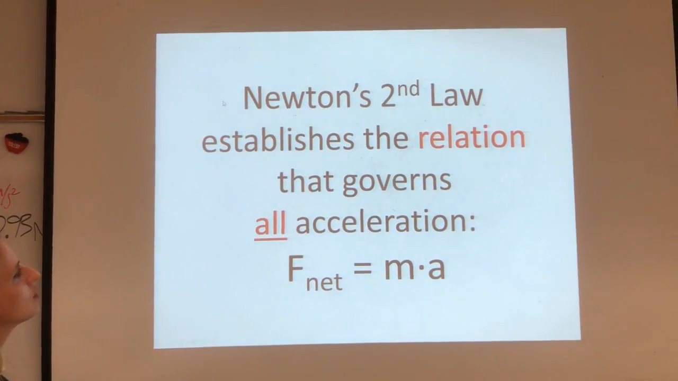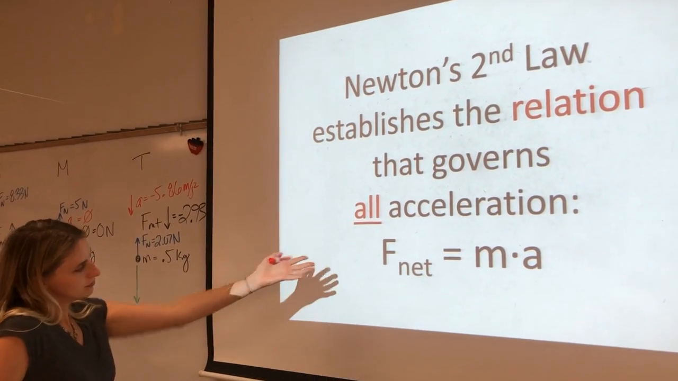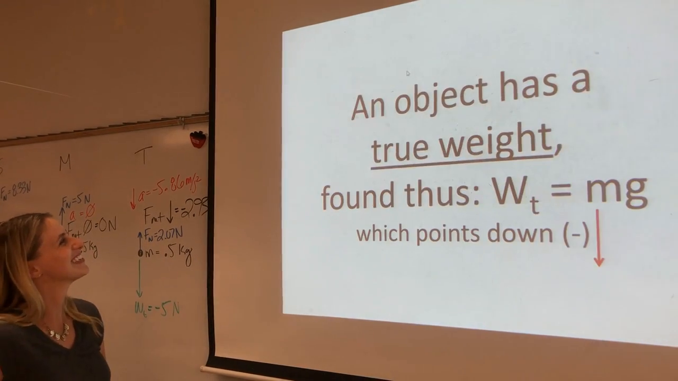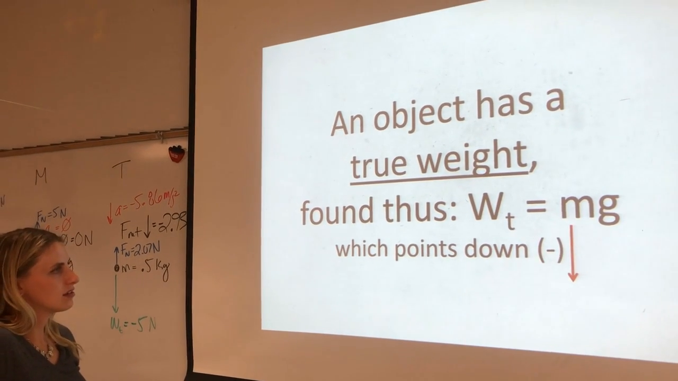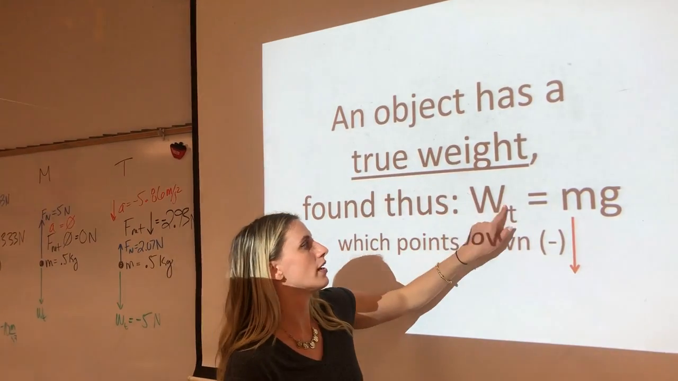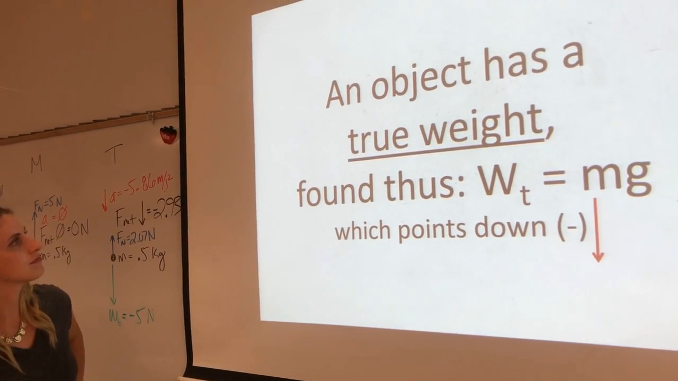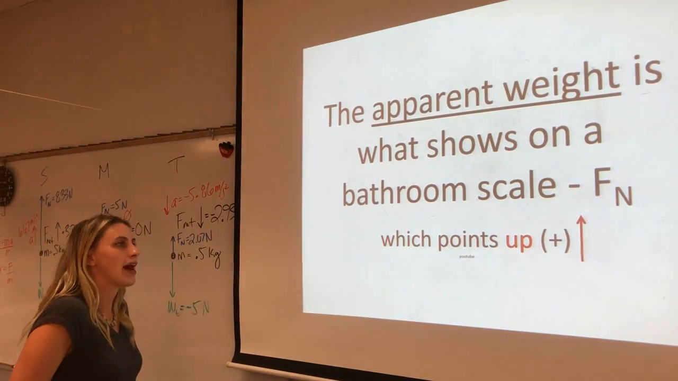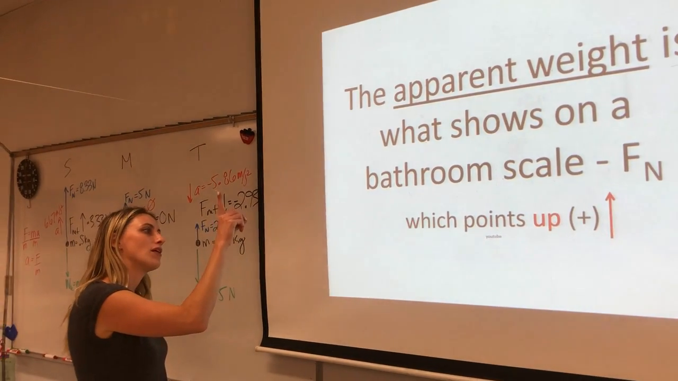Newton's second law established the relationship that governs all acceleration. Force net equals mass times acceleration. An object has a true weight found thus: weight equals mass times gravity, which points down. So when we talk about true weight, we're talking about this right here. That doesn't change if you're not going off the earth. The apparent weight is what shows on the bathroom scale, the normal force, which points up. Let's see that bathroom scale thing again.